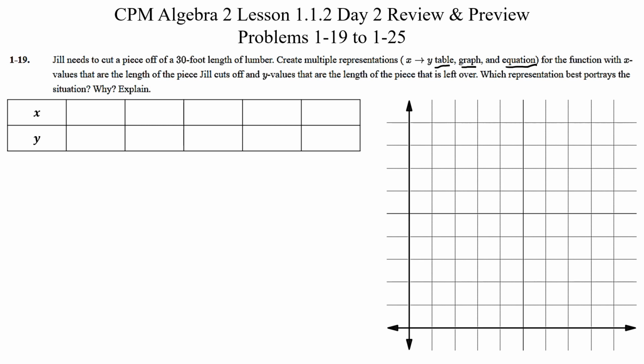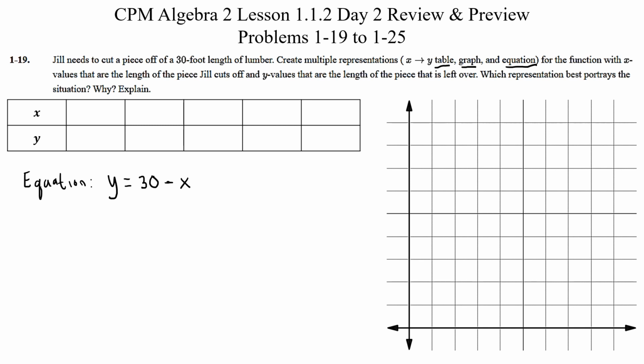Okay, so I'm going to start off with the equation here, and we'll do that first. So y is the length of the piece left over after you cut it. So y should equal, we start off with 30 feet, then we subtract from it the length we cut off, which is x. So that would be the equation.